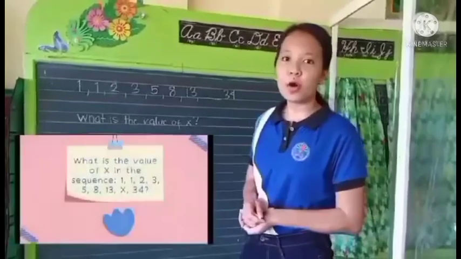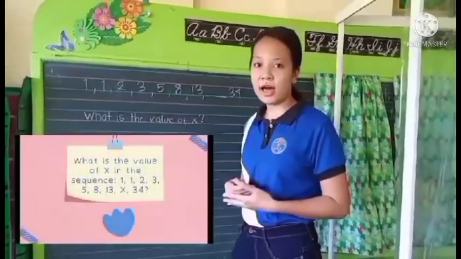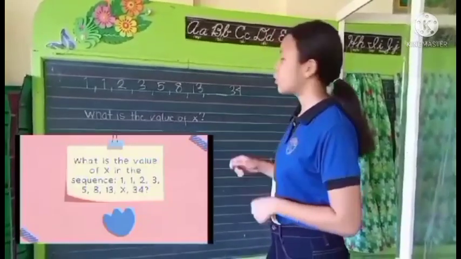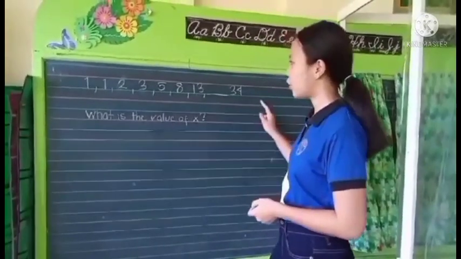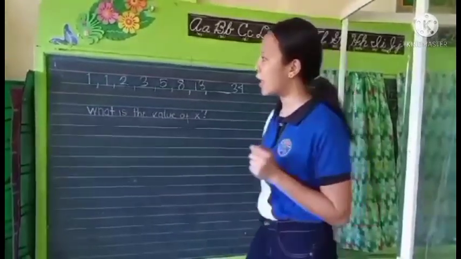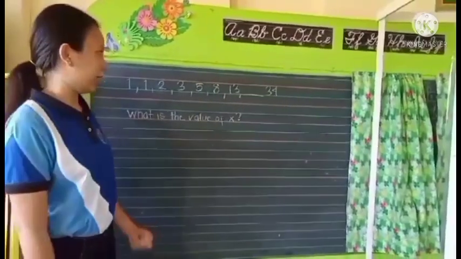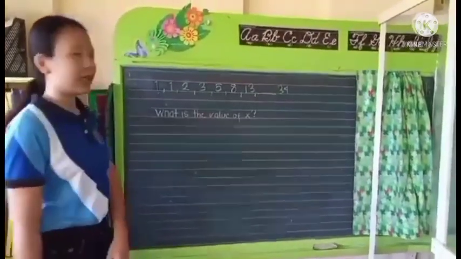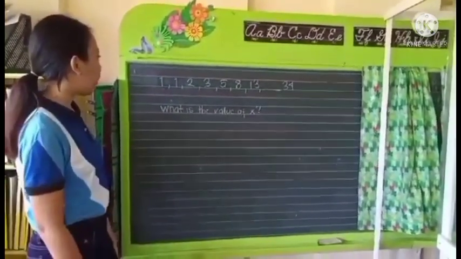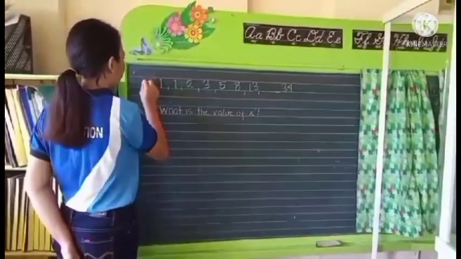So now, let's move on to the question. Before we start, we should analyze the question. And also, don't forget to write the question to find the answer. So, ang gagawin natin ngayon is, ano nga ba ang value ng x? As we can see, there is a pattern. Now, let's start with the first number, which is 0.